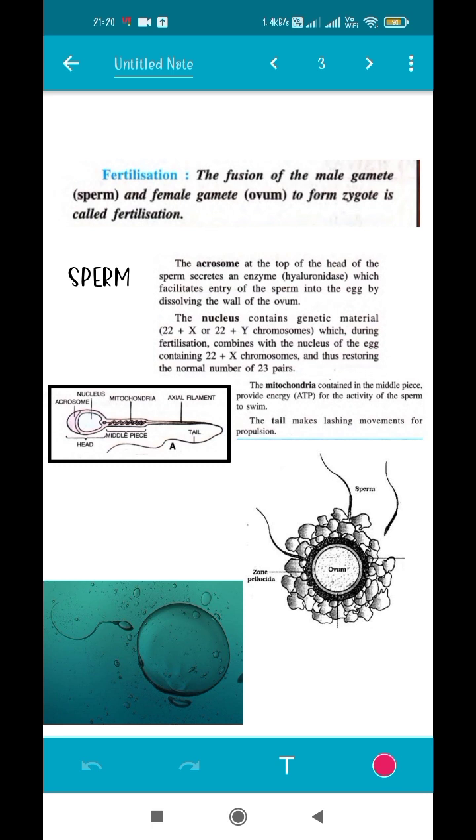Now the mitochondria, which is present in the middle piece, helps to provide energy to the sperm to move through the female reproductive tract so that it can go and meet the ovum. The tail helps in making lashing movements, just like the lashing movements made by the tail of a fish, and it helps the sperm to move forward. So each and every part of the sperm with its respective function is very important.